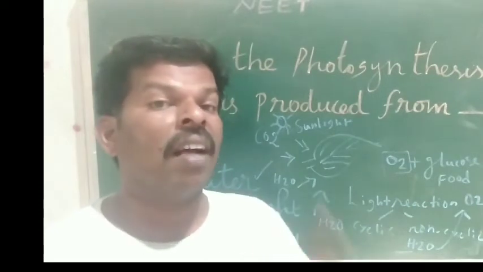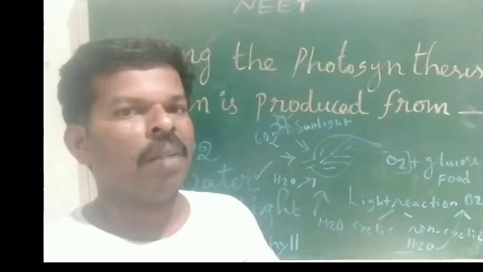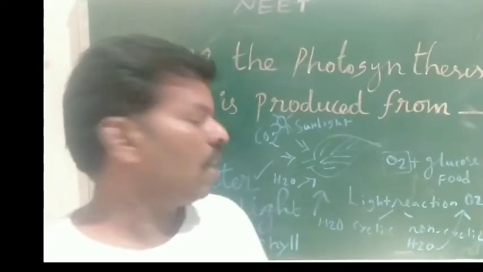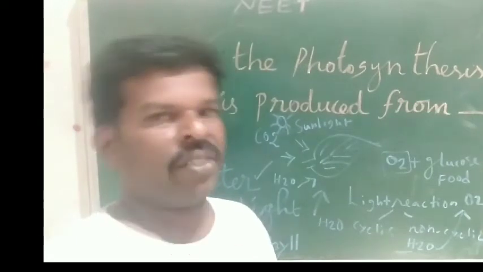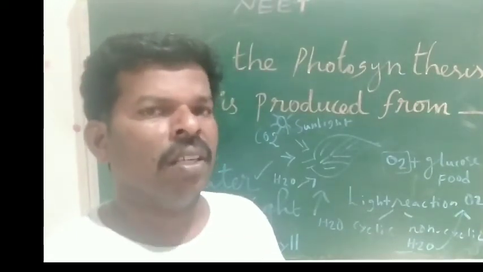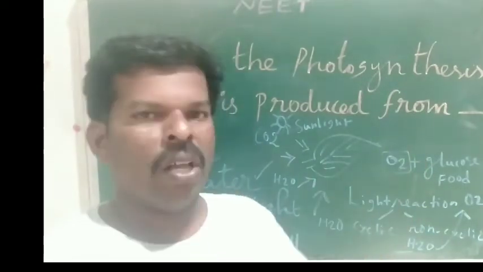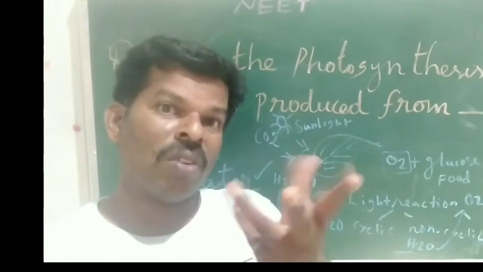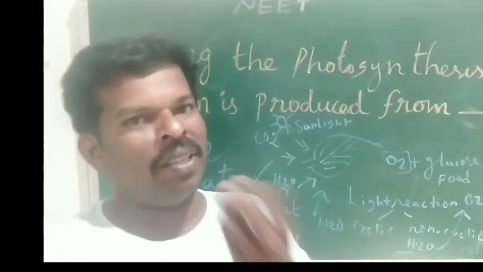The light reactions occur in the granum. I already told you about grana and thylakoids, you studied very well. The other reaction is the dark reaction. The dark reaction is used to make food, the glucose. If there is no dark reaction, there is no food. If there is no light reaction, there is no oxygen for breathing.